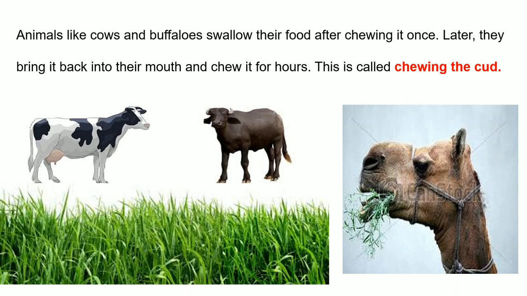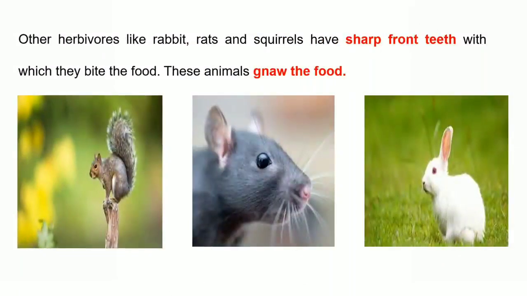There are some other examples as well, like the other herbivores. Rats, rabbits and squirrels have sharp front teeth with which they bite their food. These animals gnaw the food. This is called gnawing the food.